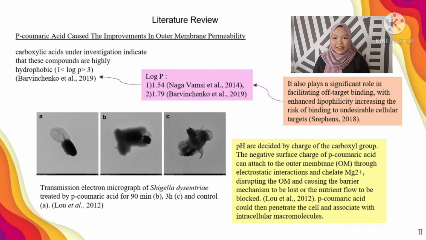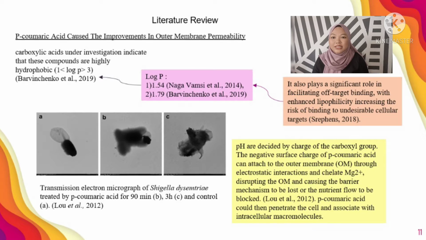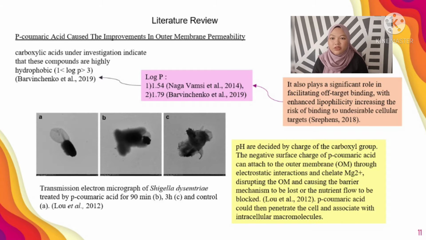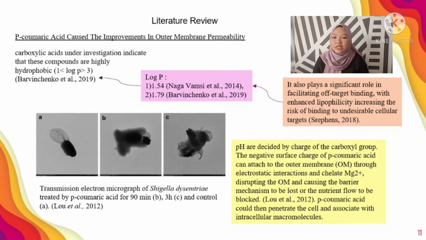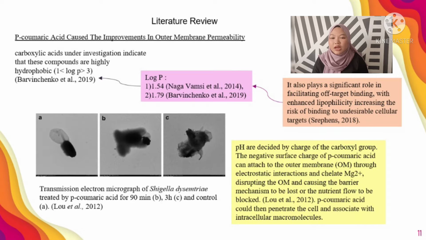Para-coumaric acid caused an improvement in outer membrane permeability. Log P is a critical instrument for determining the hydrophilicity and lipophilicity of a compound. Para-coumaric acid has a positive value of log P, which means coumaric acid increases the lipophilicity properties. Antibiotics erythromycin and rifampin were chosen as probes to assess the improvement in outer membrane permeability caused by para-coumaric acid.